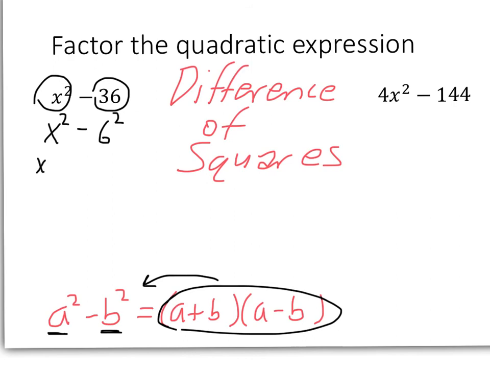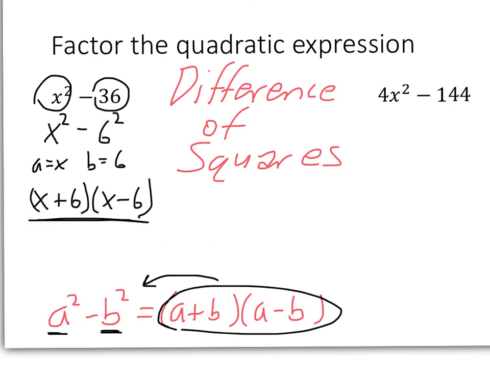Our a equals x, and our b equals 6. So this is going to factor into x plus 6 times x minus 6. A difference of squares always factors pretty nicely. All you have to do is find what's being squared. So over here we have another problem, and the 144, most folks can remember from grade school as one of those squares that we memorized. So that's 12 squared, so our b is 12.